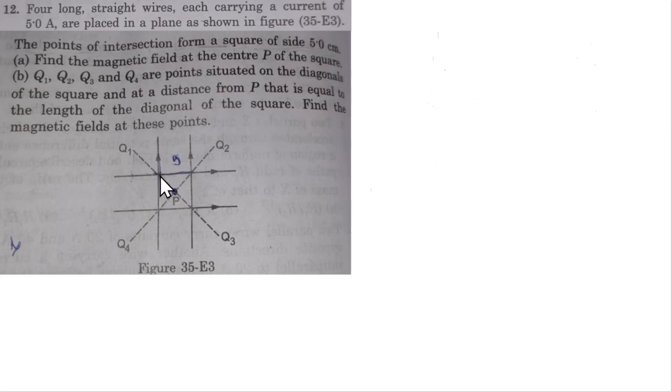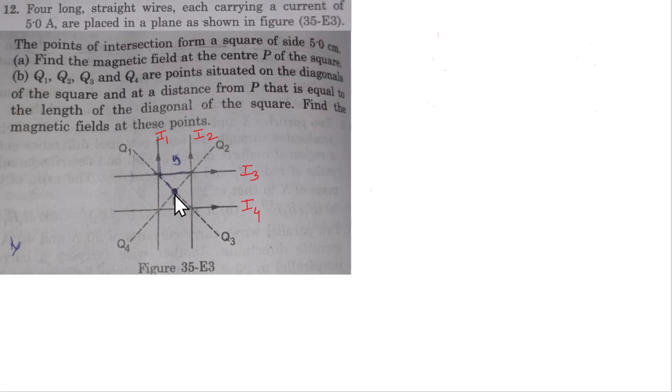So here we are having four very long straight wires carrying current. Let us consider this current is I1, this current is I2, this current is I3, and this current is I4. All the values of these currents are equal, that is 5 ampere.